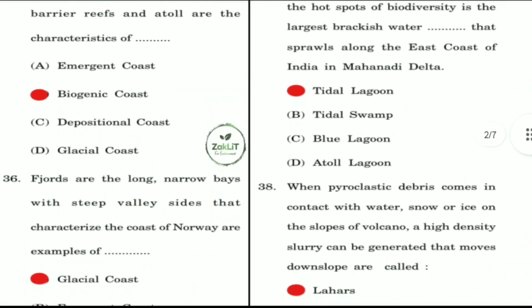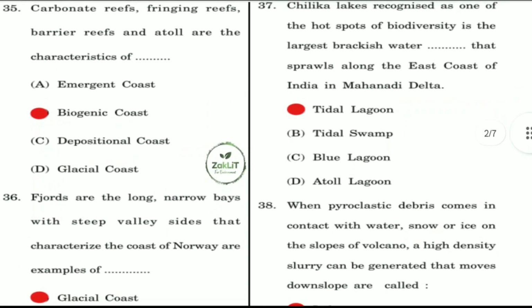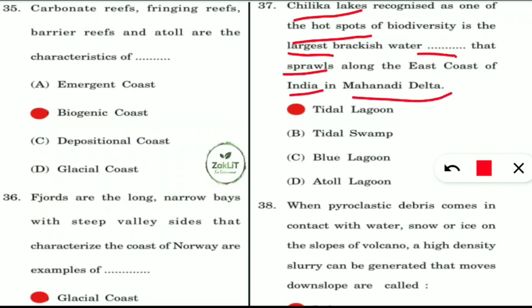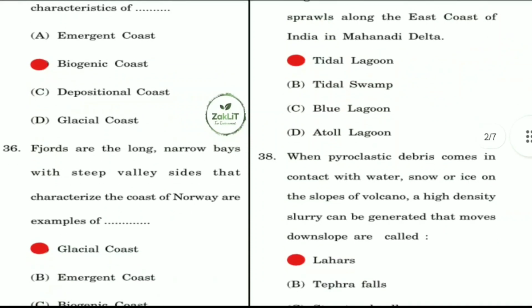Coming to the next question on your screen on the right hand side, question number 37. The lake, recognized as one of the hotspots of biodiversity, is the largest brackish water lagoon that sprawls along the east coast of India in Mahanadi Delta. It is found in Odisha. So this is asking what kind of water body it is. It is a kind of tidal lagoon. It is one of the hotspots of biodiversity, the largest brackish water lake in Asia, and it sprawls along the east coast of India in Mahanadi Delta in Odisha. So it is an example of tidal lagoon. Coming to the next question.